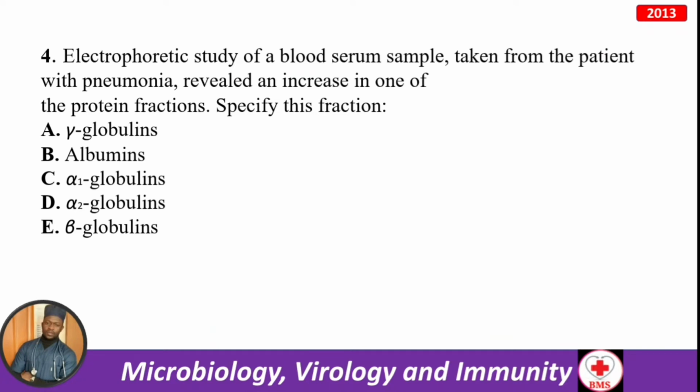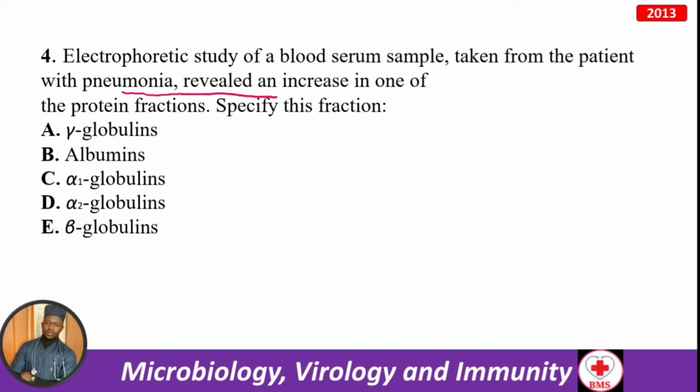Electrophoretic study of a blood serum sample taken from the patient with pneumonia revealed an increase in one of the protein fractions. Specify this fraction, right? So pneumonia is an inflammation, right? So you need to know the globulins, the kind of globulins which are antibodies, right? So they are gamma globulins. Gamma globulins. Where do they come from?